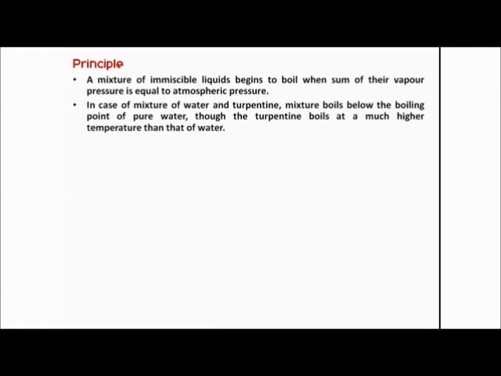So how does it work? A mixture of immiscible liquids, water and turpentine, just remember in your mind, begins to boil when the sum of their vapor pressures is equal to the atmospheric pressure, right? So in the case of the mixture of water and turpentine, which we have already discussed, the mixture boils below the boiling point of pure water. The boiling point of pure water is 100 degrees centigrade, though the turpentine boils at a much higher temperature. What is the boiling point of turpentine? It is 160 degrees centigrade, right?